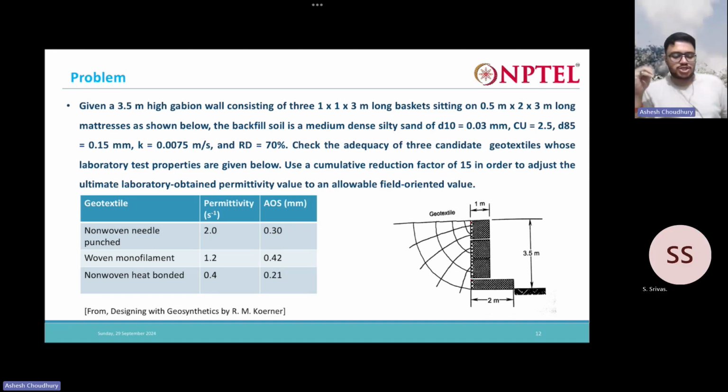We just go through this question once and then I will solve it for you. Just go through and try to understand what is given here. So here we have a Gabion wall. Gabion, you should know by now, right? What is a Gabion, you already know.